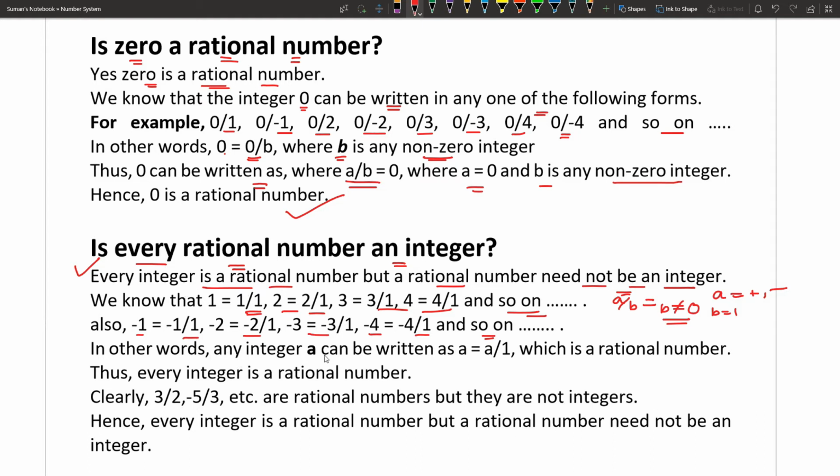In other words, any integer a can be written as a by 1, which is a rational number. Thus every integer is a rational number. Now 3 by 2, minus 5 by 3, etc. are rational numbers, but they are not integers. And after simplification also we are not getting any integer from that particular rational number. Hence every integer is a rational number, but a rational number need not be an integer.